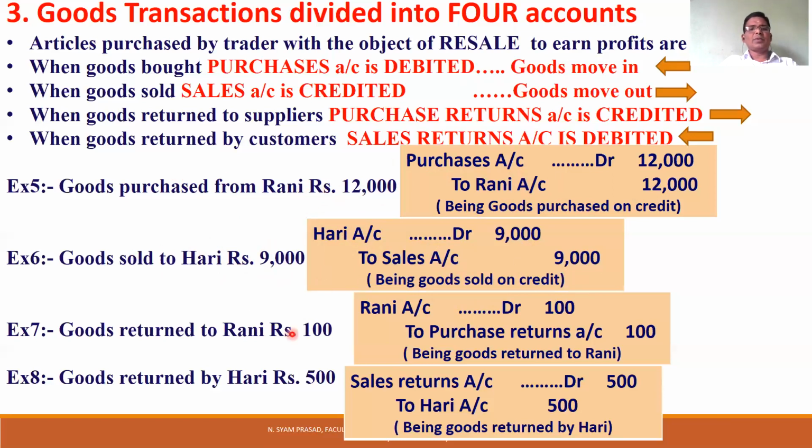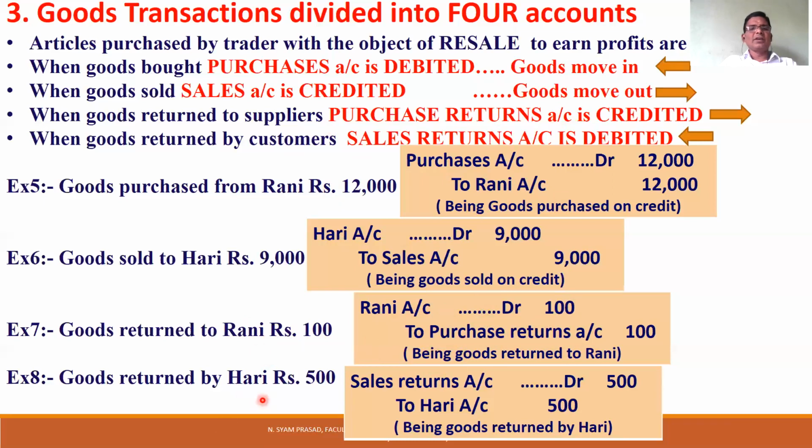Yeah, out of them 100 rupees returned to Rani because they are defective. So goods are going out and goods are returned. Goods account is created. But which return is this? We purchased and we are returning. Purchase returns account is always created when the purchase account is debited. When you are returning goods to Rani, Rani is a receiver. Rani account is debited, being goods returned to Rani.